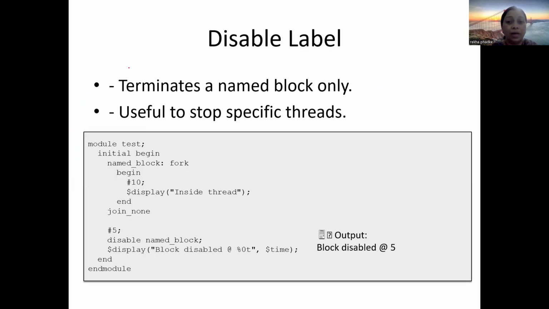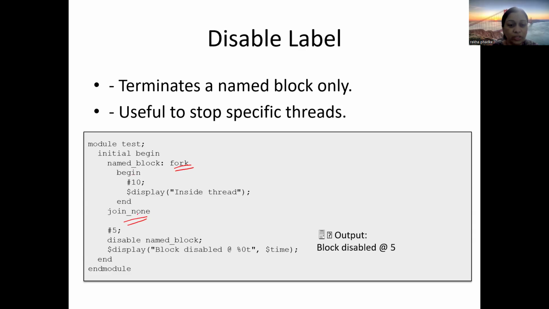So now if I have a disable label in my program, how does it work? So disable label terminates a named block only, useful to stop specific threads. For example, here I have one process, initial begin, end, and I have join_none here. Okay, so fork, and it's join_none. So how does it work? In join_none, all the statements execute concurrently. So they are not dependent on each other. So which one will happen at the earliest?